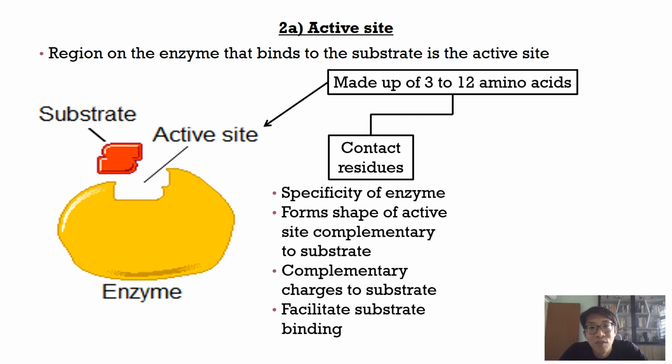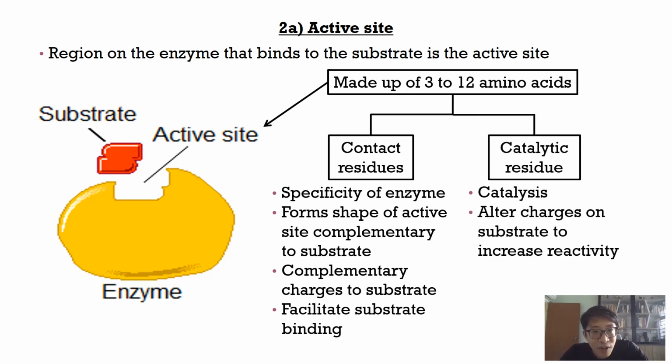And so the function of these contact residues would be to contribute to the specificity of the enzyme, since they form the shape and charge of the active site, which is complementary to the substrate. And the binding between the substrate and the enzyme occurs through these contact residues. The contact residues would form weak interactions with the substrate molecule, and these weak interactions are usually hydrogen bonds and sometimes ionic bonds if the substrate is charged and the contact residues have the complementary charges.